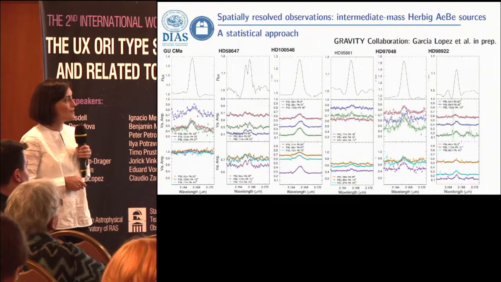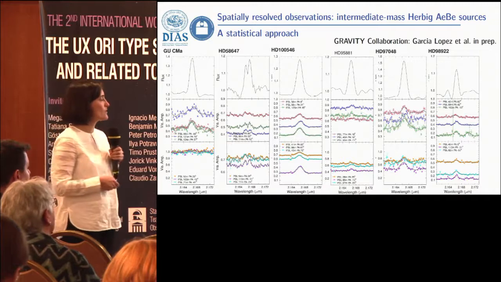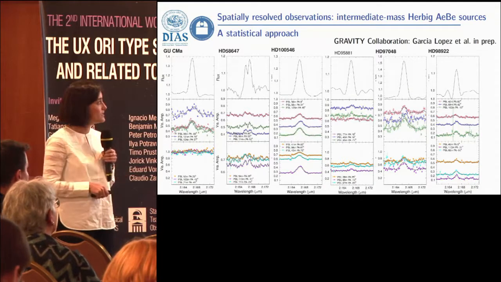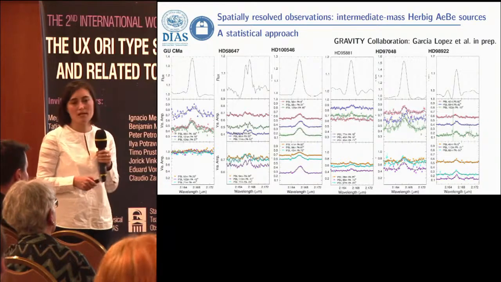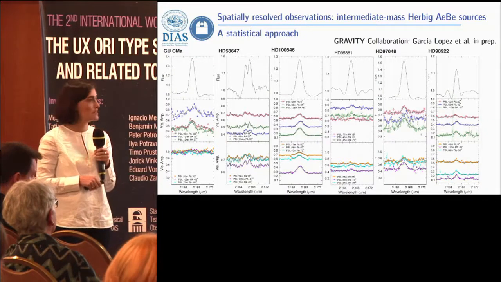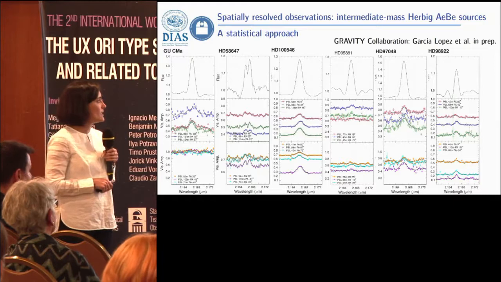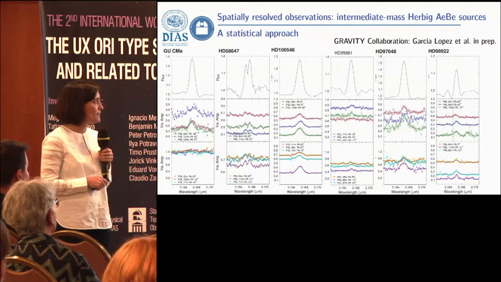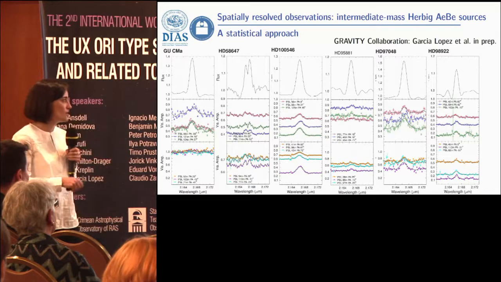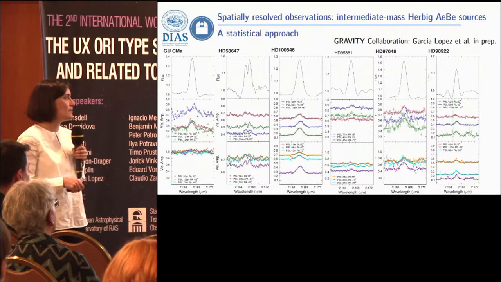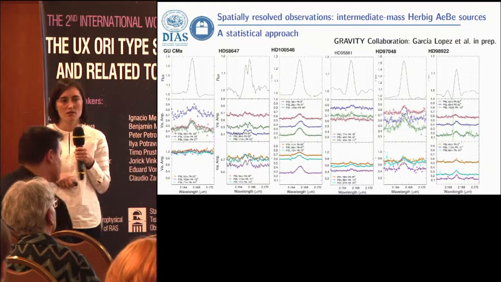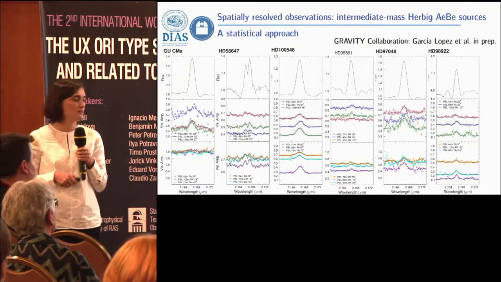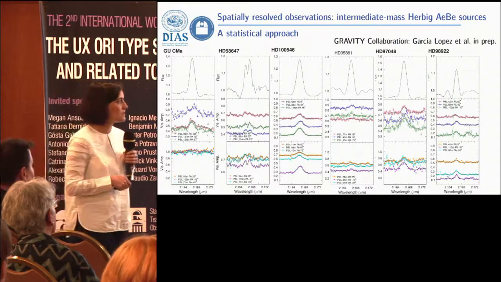So what happens with the rest of the sample? The bulk of the GRAVITY sample for now is Herbig Be stars, because they are bright, we can observe them with the auxiliary telescopes. And what we find is that in general, as we saw for the other sources, the Brackett gamma line is more compact than the continuum, so it's located well within the dust sublimation radius, and it has a typical size of a few milliarcseconds.